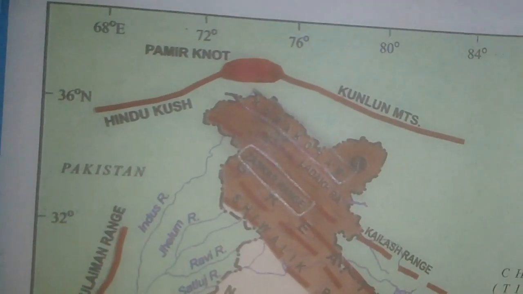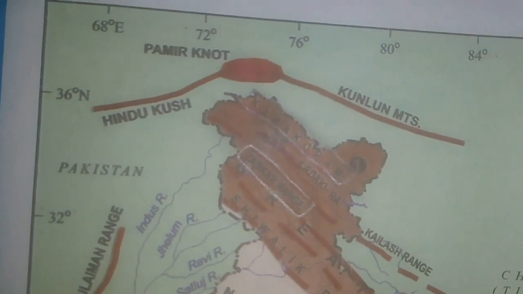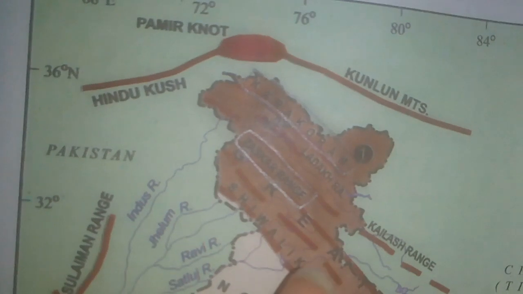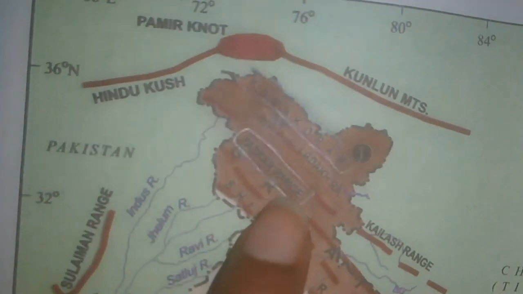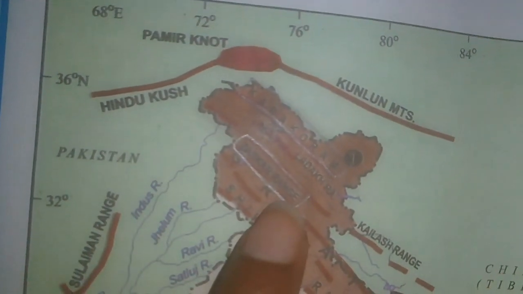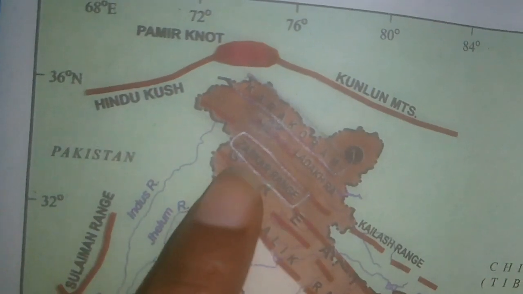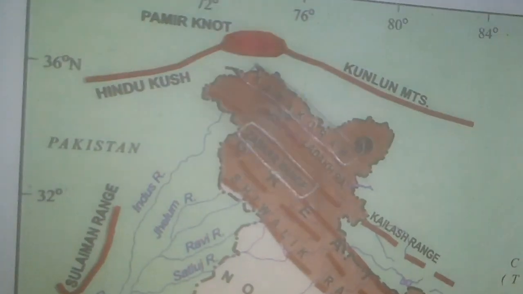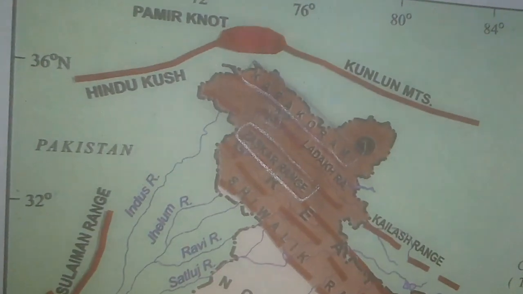So what we are supposed to do, we are going to draw this line, and above that we are going to write Karakoram range. The other range that we are supposed to mark, again that is there in Jammu and Kashmir only, that is Jaskar range, just below this. Again the line is there. We are going to make that line and we are going to write down the marking, the Jaskar range. I'll show it to you how it is to be done now.